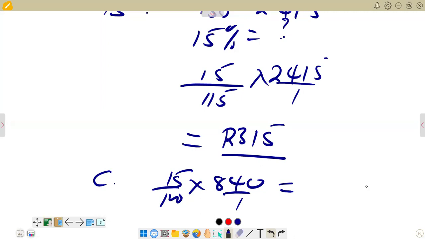126 is the answer that we are getting. So we can move on to the next one, which is now our D.